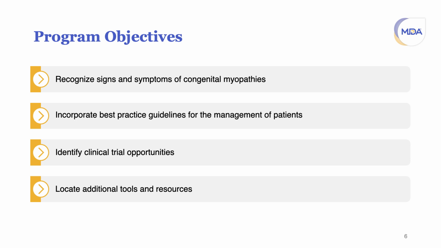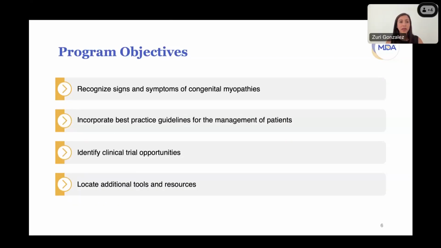Hello, good afternoon. We're very happy to be with all of you and talk about congenital myopathies. We're going to be reviewing a few things. You can see here the objectives. We're going to be talking about the signs and symptoms of congenital myopathies. We're also going to review the practice guidelines for the management of patients with congenital myopathies. We're also going to discuss clinical trial opportunities, and at the end, we're going to provide some additional tools and resources for physicians as well as patients.